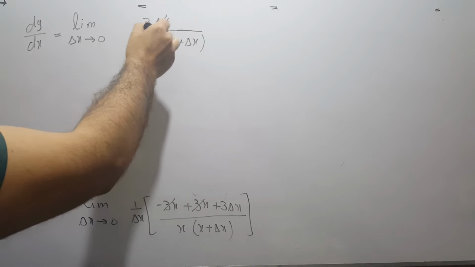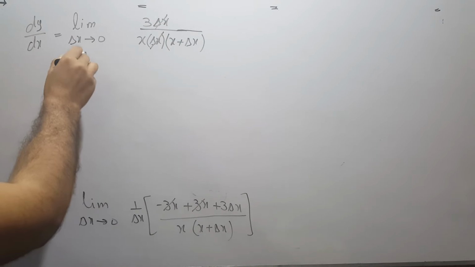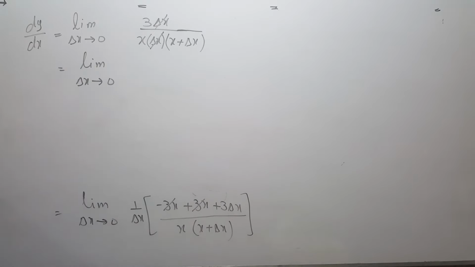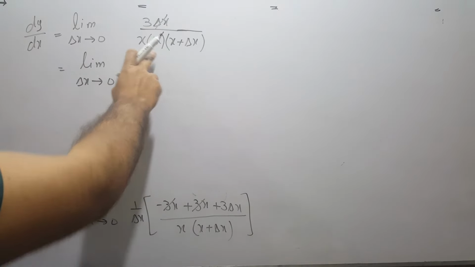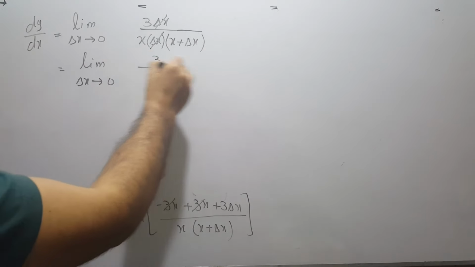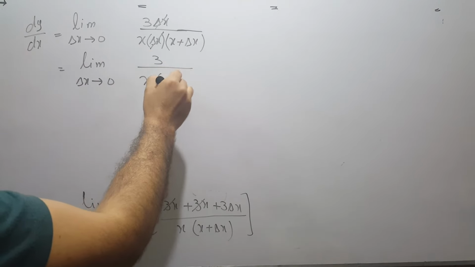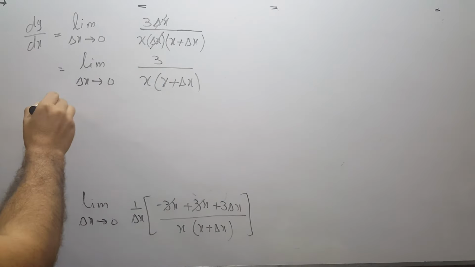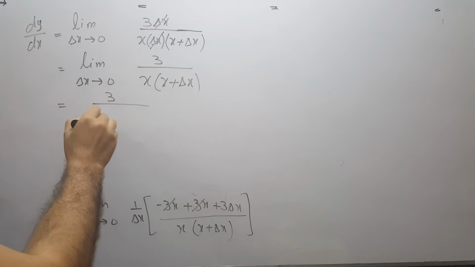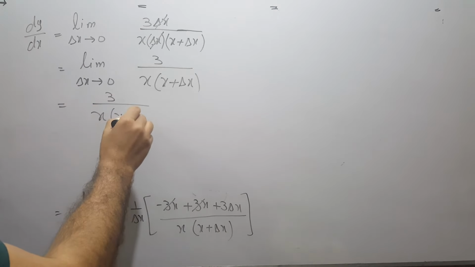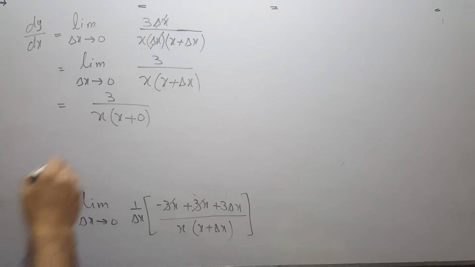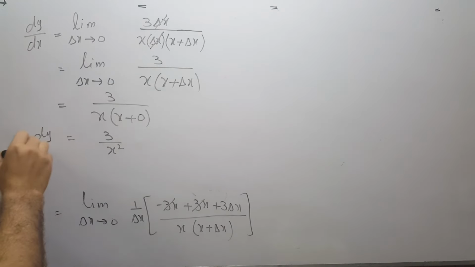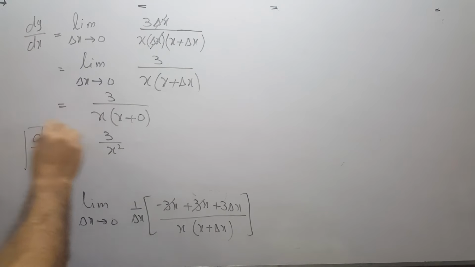Now delta x will cancel delta x, so we have limit delta x approaches to 0. The delta x cancels delta x, we are left with 3 over x into x plus delta x. Now simply apply the limit. We have 3 over x into x, and delta x we will replace its value. So we have 3 over x square as our dy by dx.